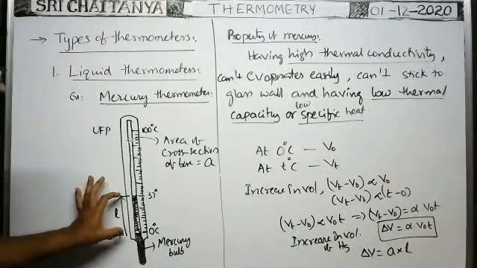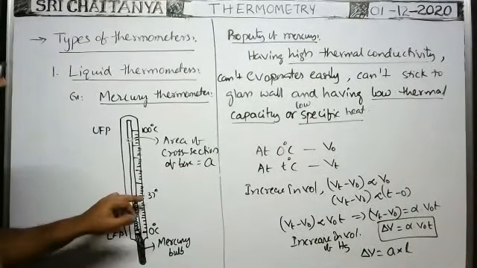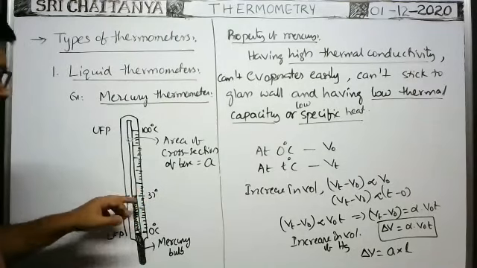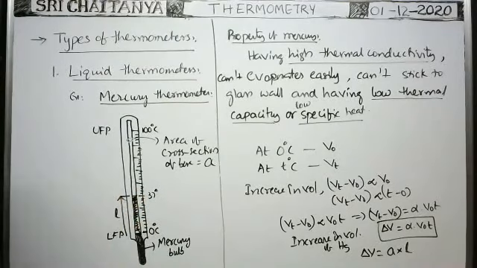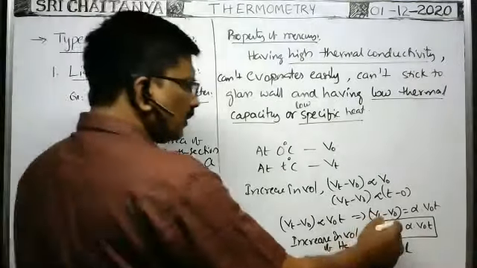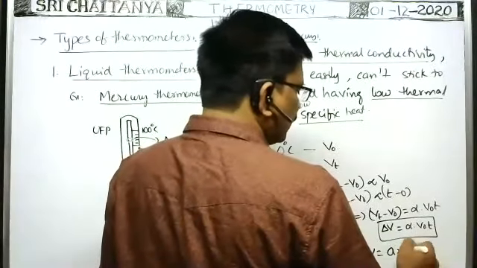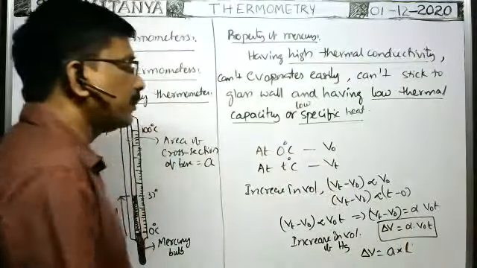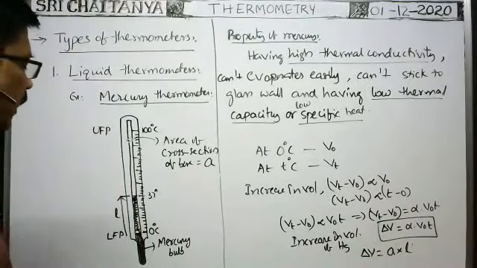Sometimes we will be given the increase in volume of the mercury column. What is the temperature? What is the reading of the thermometer? They may ask like that also. We can find based on that. Okay. So here in this way they may ask, what is the increase in length of the mercury in the thermometer? That means this one.